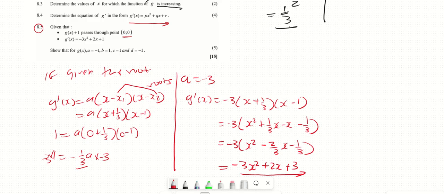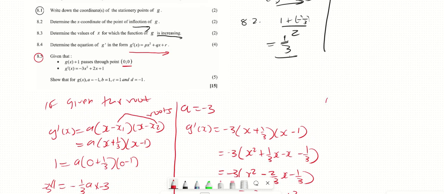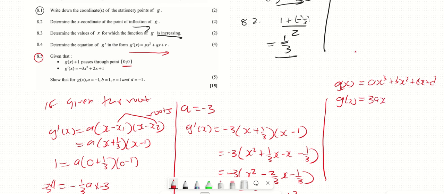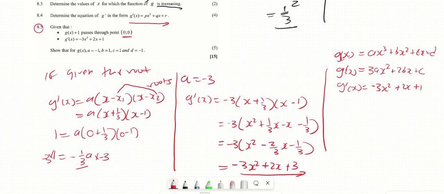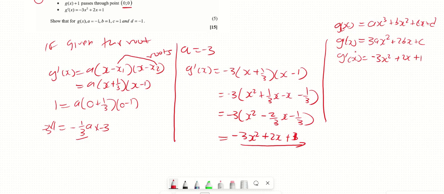Now let's see how we get this g of x. Looking at g of x, it is given by ax cubed plus bx squared plus cx plus d. So I'm going to find g prime of x on that formula, which is 3a x squared plus 2b x plus c, and this is equal to minus 3x squared plus 2x plus 1. Sorry, this one is plus 1.